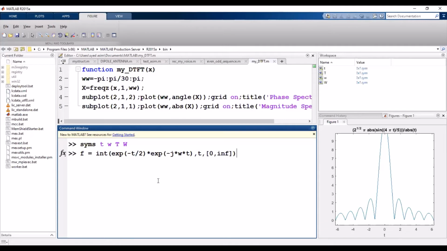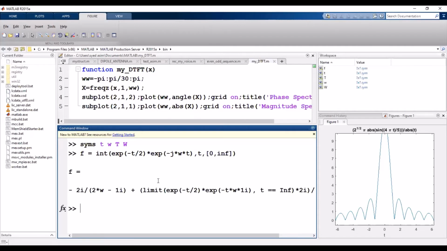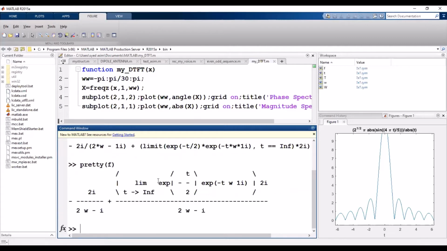So that is basically our equation, x of t and the basis function of Fourier transform. And with the t, we need to integrate with respect to time, and those are the limits. And after pressing enter, so that is our solution. Pretty f.